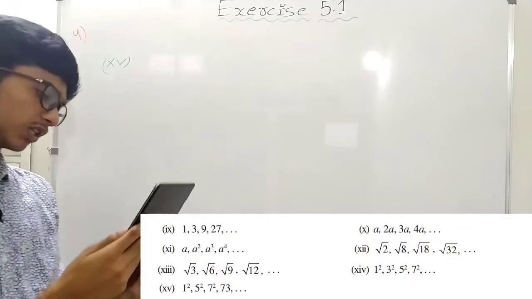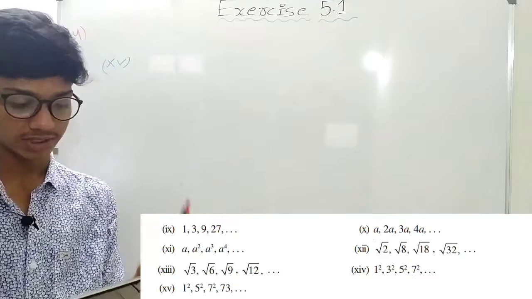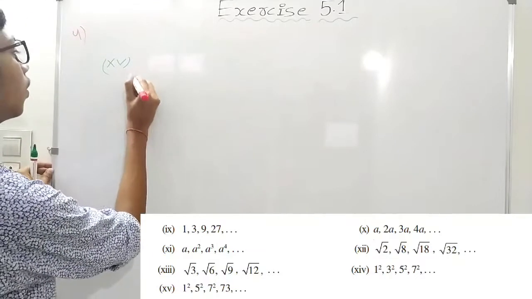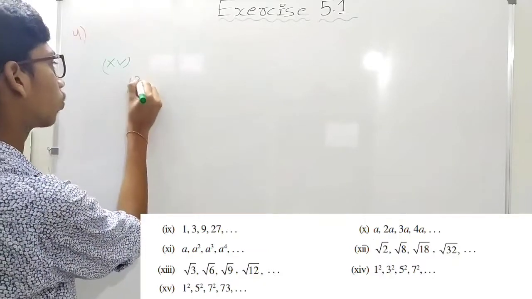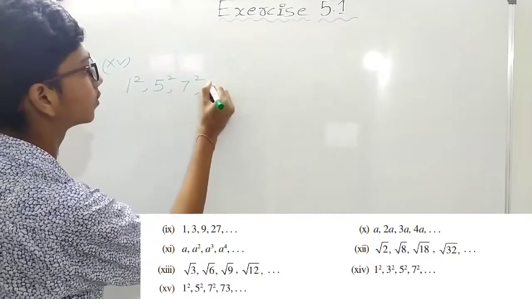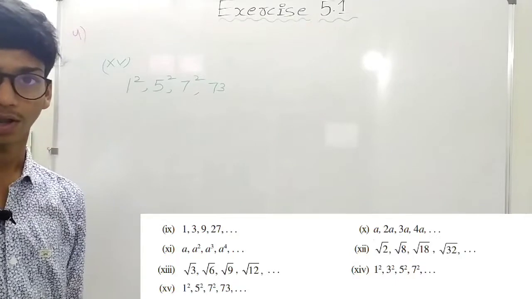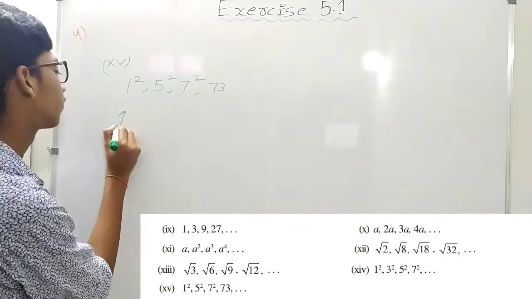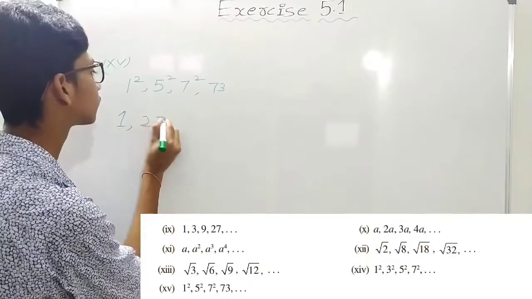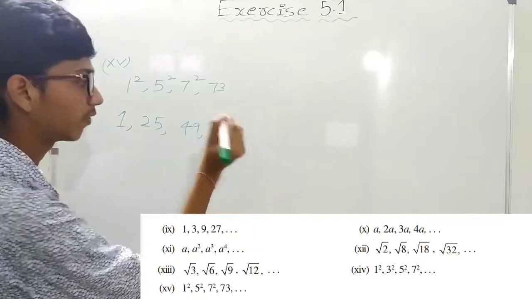The 15th question is 1 square, 5 square, 7 square, 73. What is the value of 1 square? 1. What is 5 square? Not 1, 25. 7 square is 49, and the last term, 73, is given.